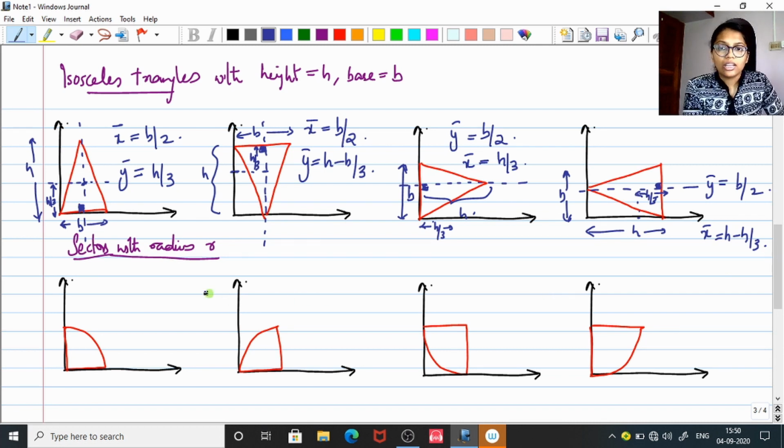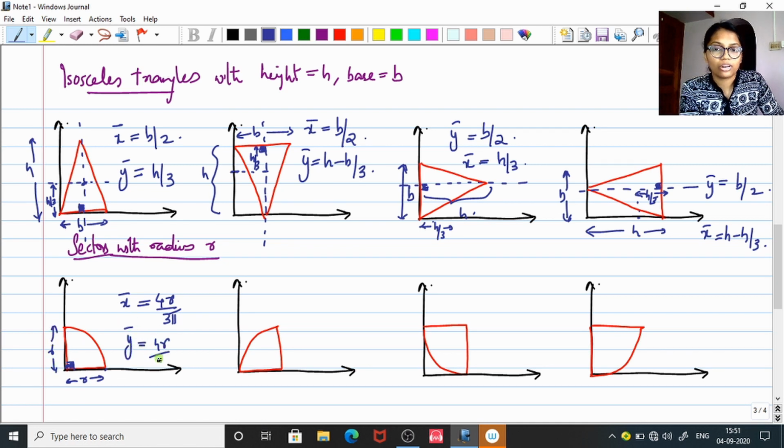Okay, now sectors arranged in this manner, and actually I have drawn a quadrant here. You can see this sector has an included angle of 90 degrees, and in this case you have your x bar as 4r by 3 pi, where r is your radius. See, this is your r and this is your r. So your x bar is 4r by 3 pi, and y bar is also 4r by 3 pi.